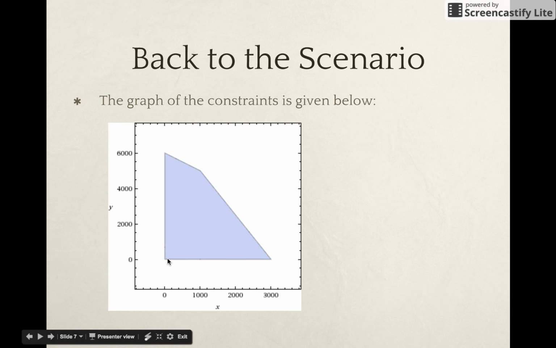And just to recap, the values of x and y that will maximize and minimize the objective function must come from the vertices of this feasible region. So now we're going to begin the task of finding the vertices here.